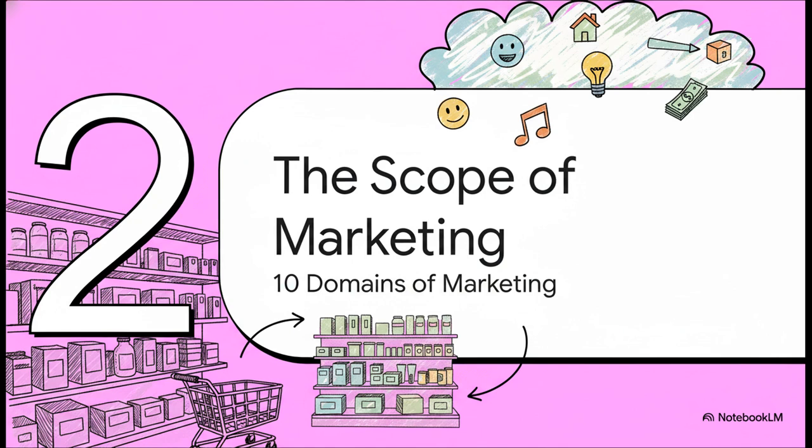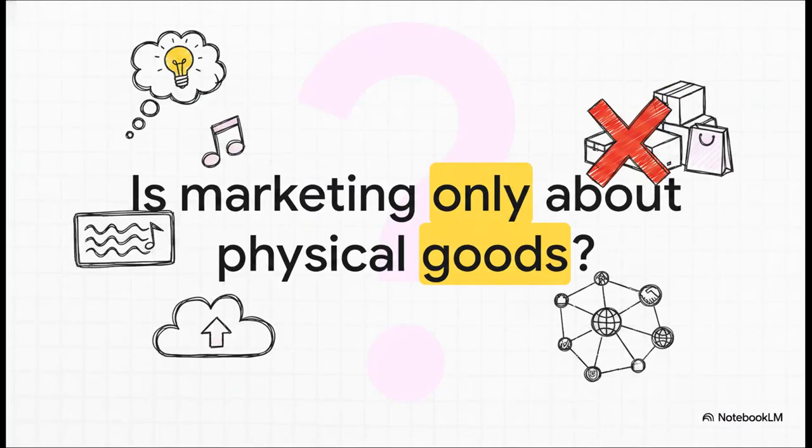Moving right along to Section 2, the scope of marketing. I can almost guarantee you're going to see trick questions on this. They love trying to trick you into thinking marketing only applies to physical products you'd find in a grocery store. So here's a pop quiz for you to actively test yourself right now. Is marketing only about physical goods?